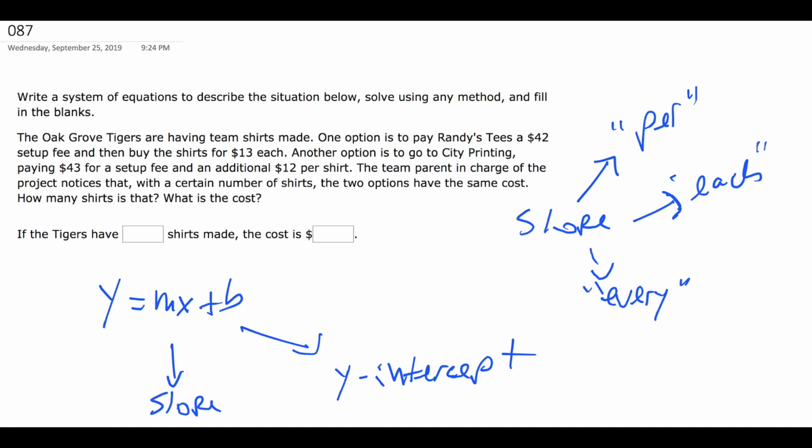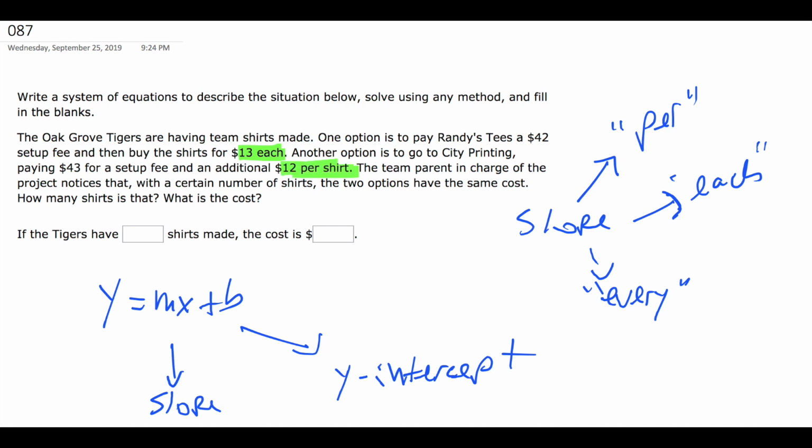And then buys t-shirts for $13 each. So for each t-shirt, $13. And then here, $12 per shirt.